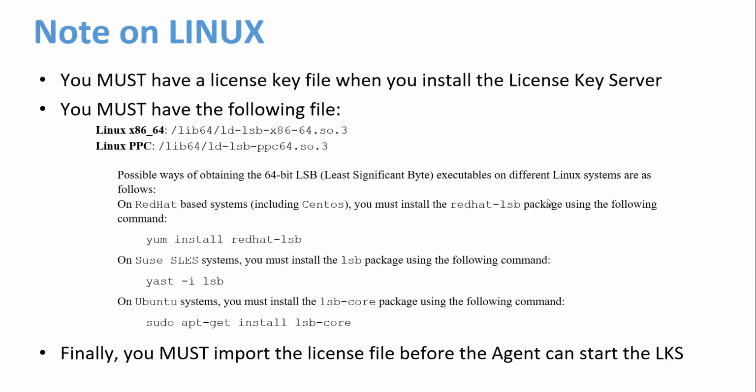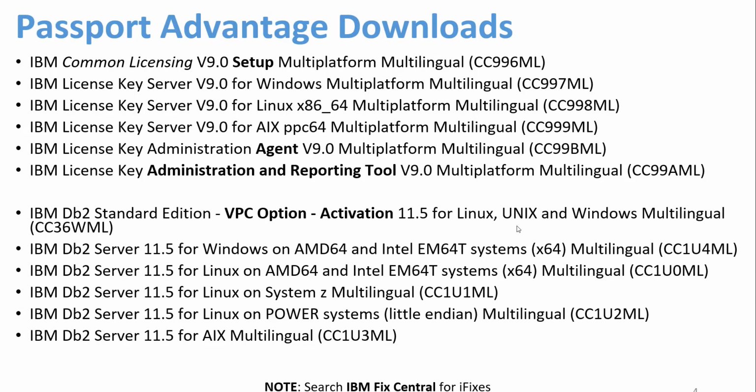Now, there's a couple of things that we have to note about Linux that are a little bit different. First of all, you must have a license key file when you install the license key server. If you don't, the server won't start. You also must have the following file. It's a library file that you can install using the yum install redhat-lsb for the Red Hat Linux version, and the other versions are there as well. And finally, you must import the license file before the agent can start the license key server. Again, that's very important. These are the files that you can download. Go ahead and check your Passport Advantage for that.